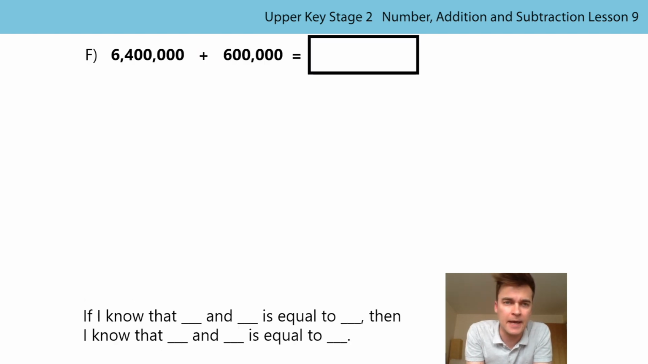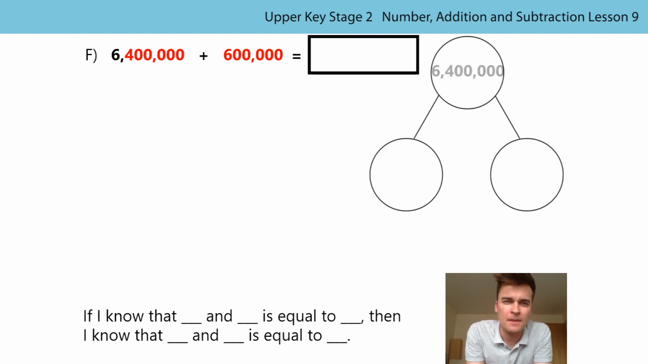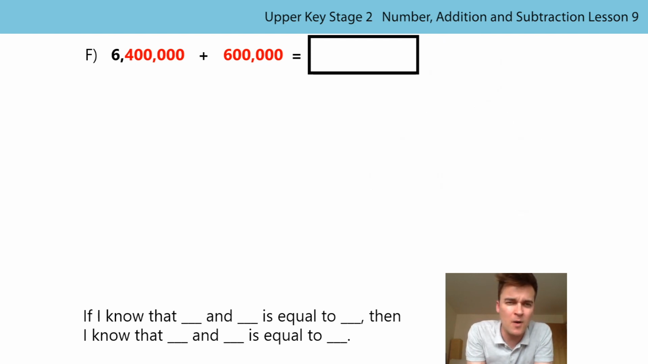F. Okay, what did you spot this time? This is what I noticed. And I know that I can use part of 6,400,000 if I split it into 400,000 and 600,000. But why did it catch my eye? This time, number bonds to 10, 4 and 6.